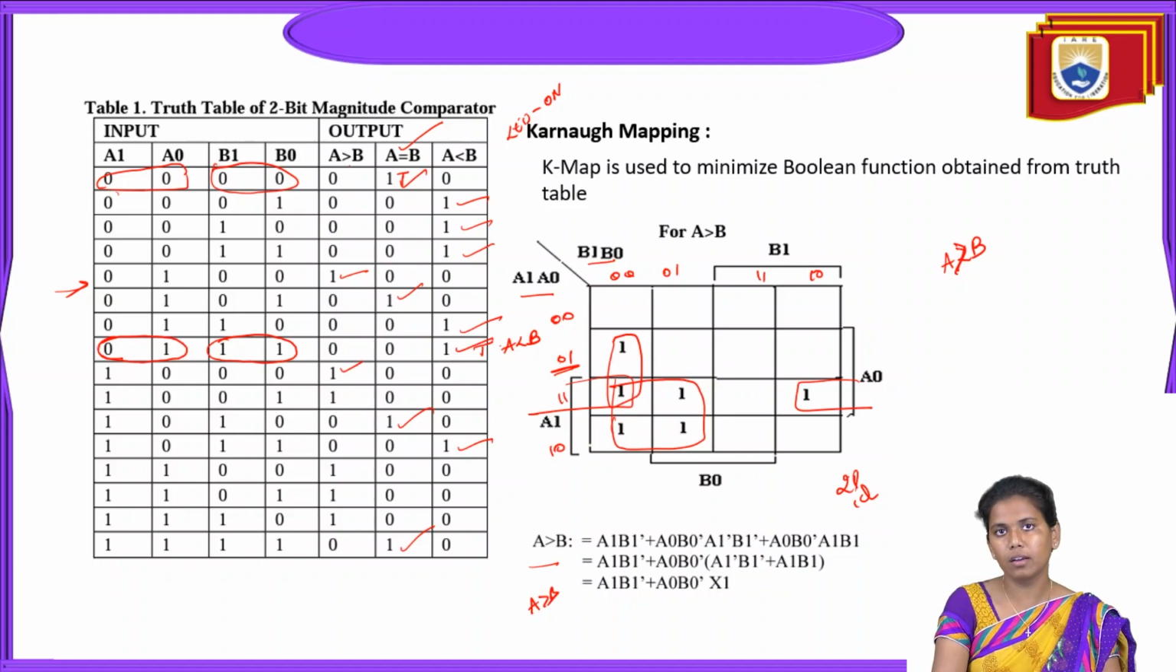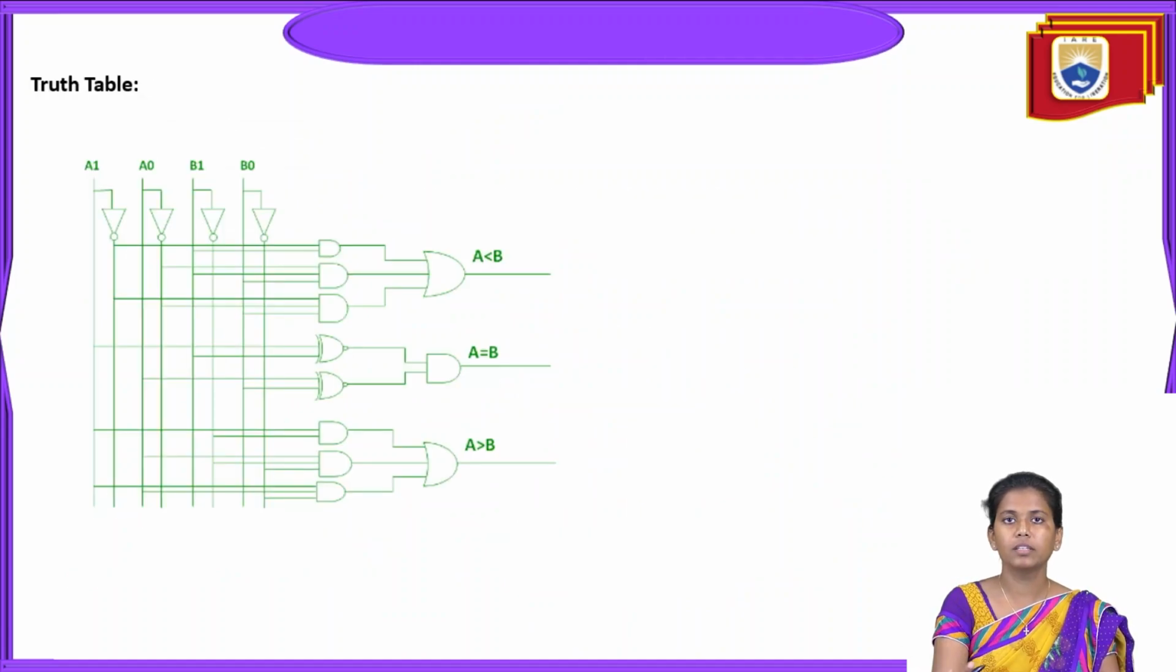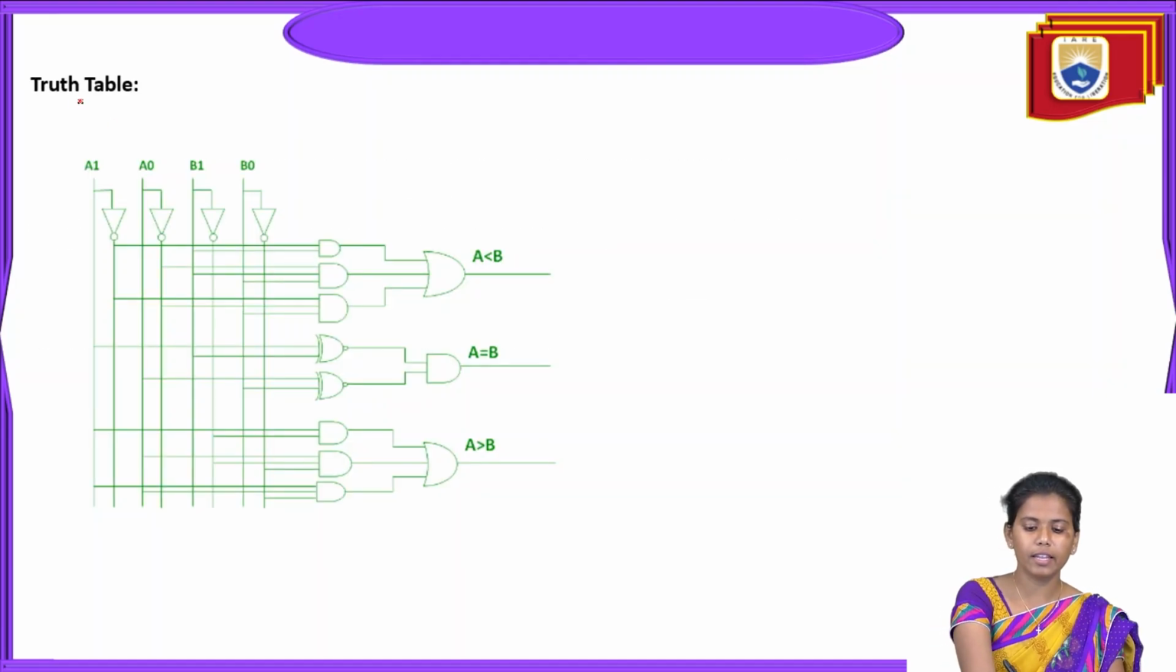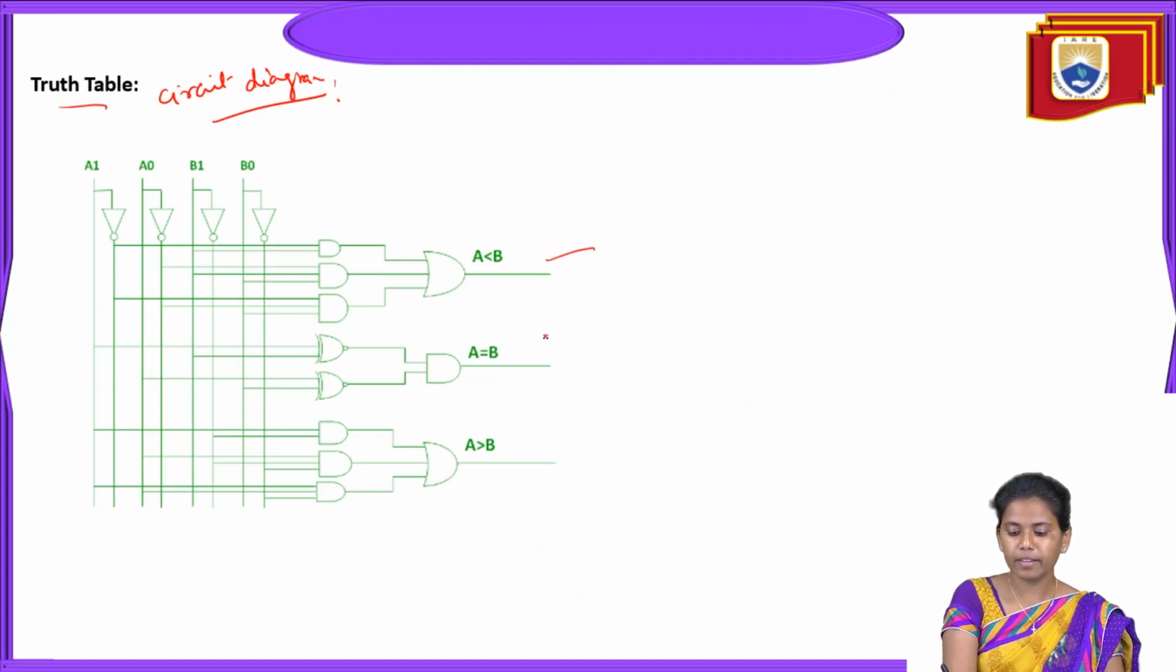So after drawing the K map, the second thing is to write the circuit diagram, right? This is just a circuit diagram, not the truth table. In the circuit diagram, I'm drawing the circuit based on the expressions. So here, A greater than B, A equals to B and A less than B. These are my outputs, and my inputs are A1, A0, B1 and B0.